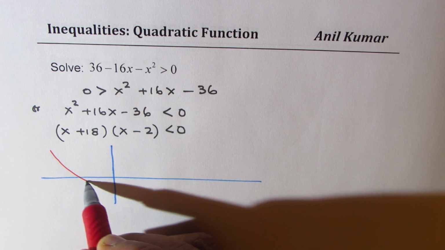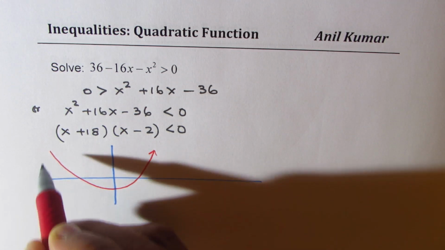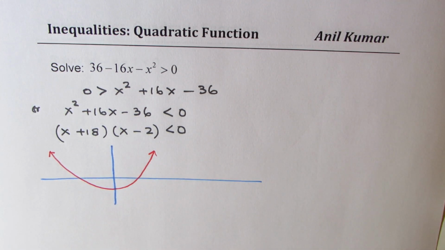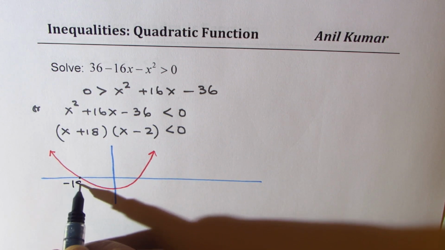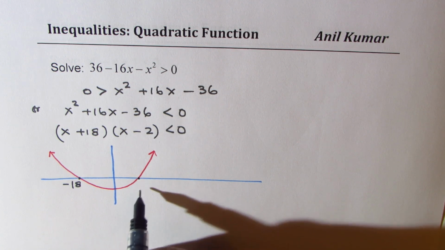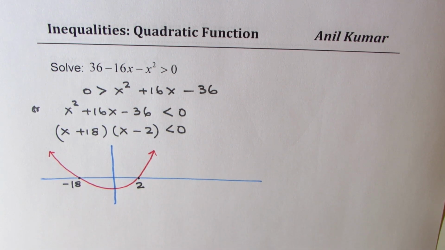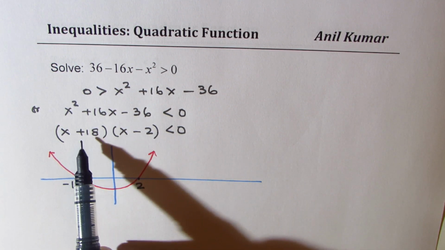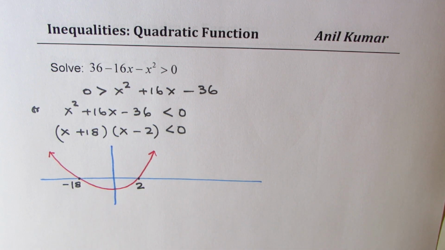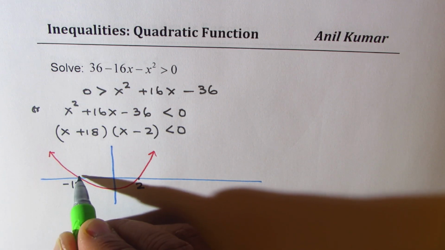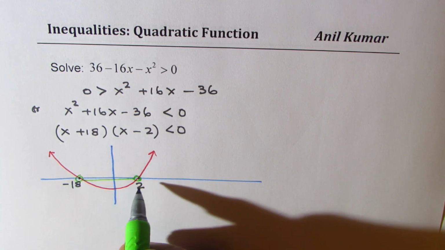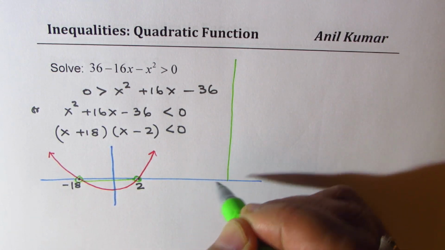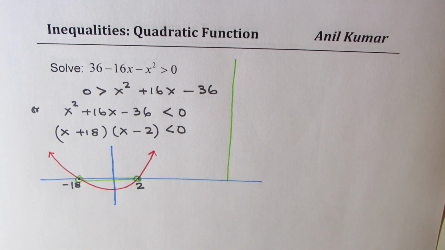So we could graph a function kind of like this, right? These are approximate graphs which give you an idea. So this is minus 18 and here we have 2. These are the two zeros for the graph. We want everything which is less than 0. That is to say, the solution is within this portion, correct? So it is from here to there, not including these points. Does it make sense?